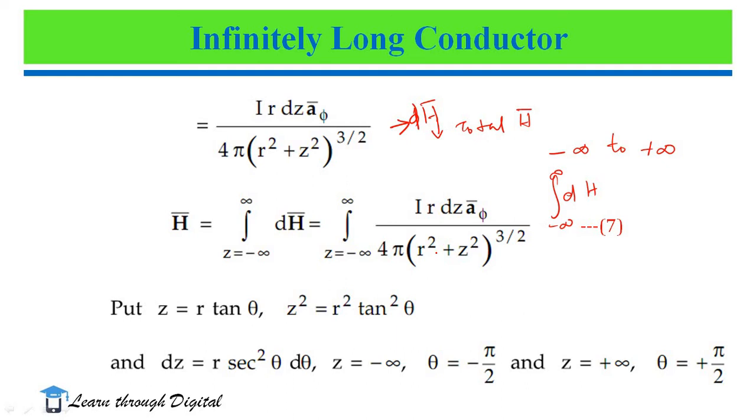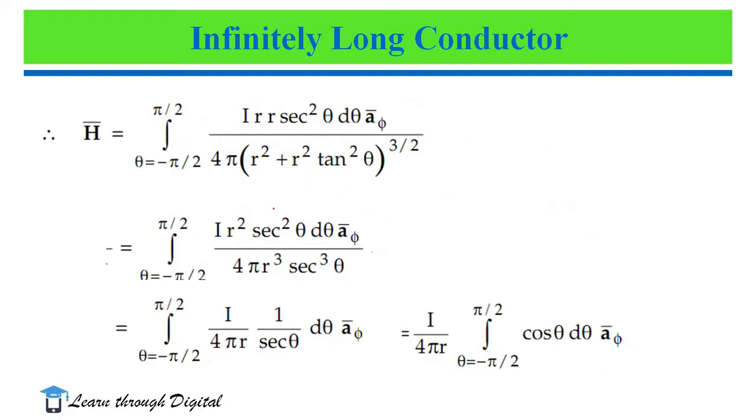So now we put z equal to r tan theta, therefore z square is equal to r square tan square theta. From this we find dz is r secant square theta d theta. So now we are changing the integration with respect to theta. So we have to change the integration limit also. Therefore when z is equal to minus infinity, theta is minus pi by 2. Similarly when z is equal to plus infinity, theta is plus pi by 2.